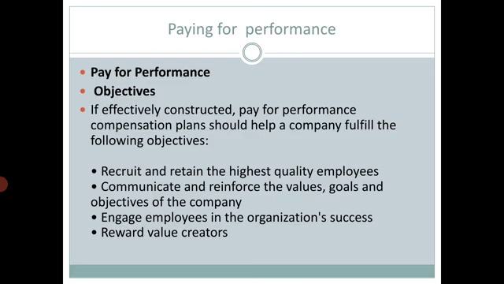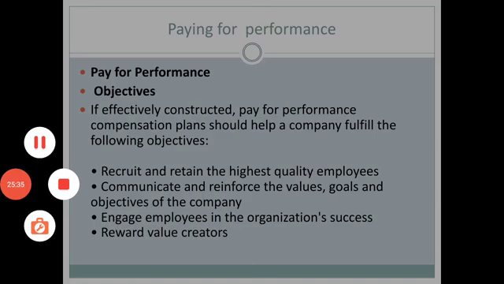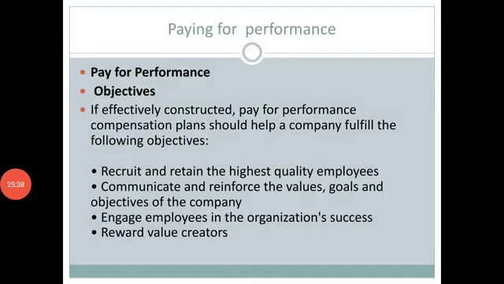So these people should be communicated with the values, goals and objectives of the company. Then engage employees in the organization's success. When we consider organization success, you should always engage your employees in such a way that they ensure organization success. Then reward the value creators. Those employees who are creating value or who are developing something different from others, always reward them. So these are the four objectives of pay for performance.